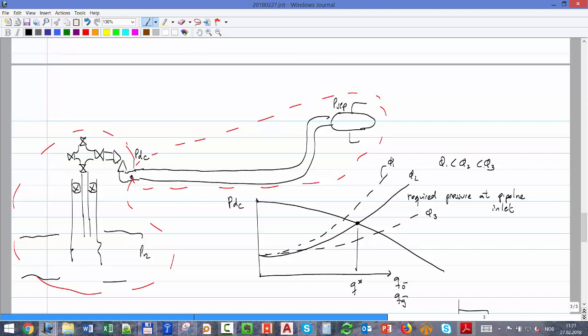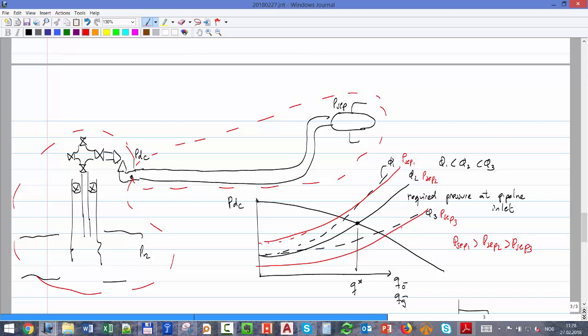If I change separator pressure, what will be the effect on this curve? Well, the same effect that we were discussing before, right? The separator pressure is just shifting it up or down. So let's say, to not make a mess, this is P separator 1, P separator 2, P separator 3, and P separator 1 is greater than P separator 2, which is greater than P separator 3.